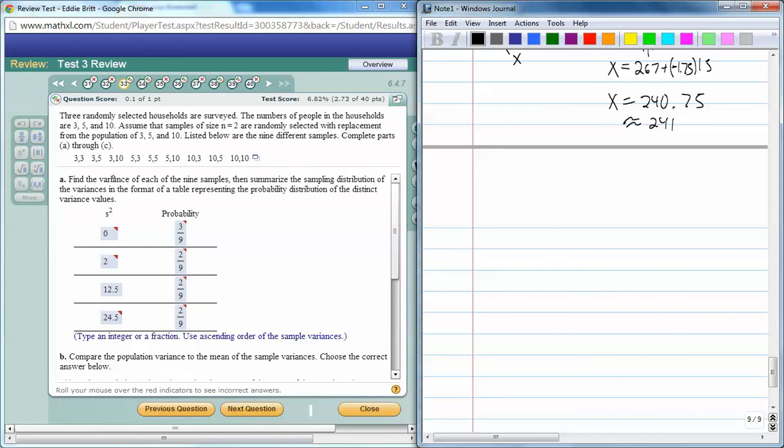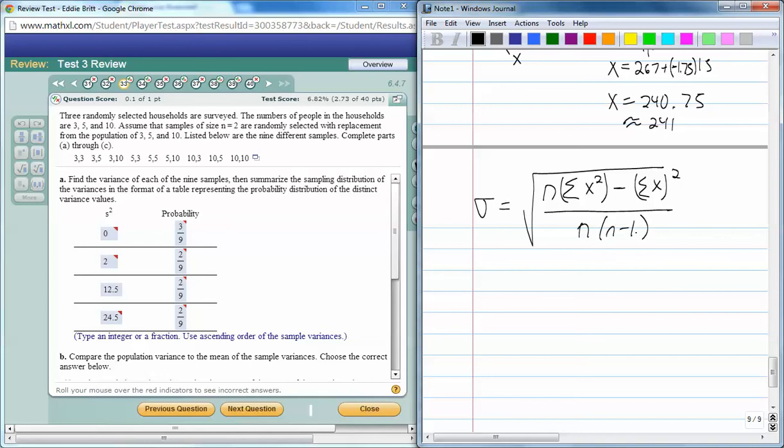Find the variance of each of the 9 samples. So what is variance? Variance, remember, is the standard deviation squared. We had a formula a few chapters back for standard deviation. It was n times the sum of x squared minus the sum of x, squared, all over n times n minus 1. And this is how you find the standard deviation. Well, the variance is the standard deviation squared.